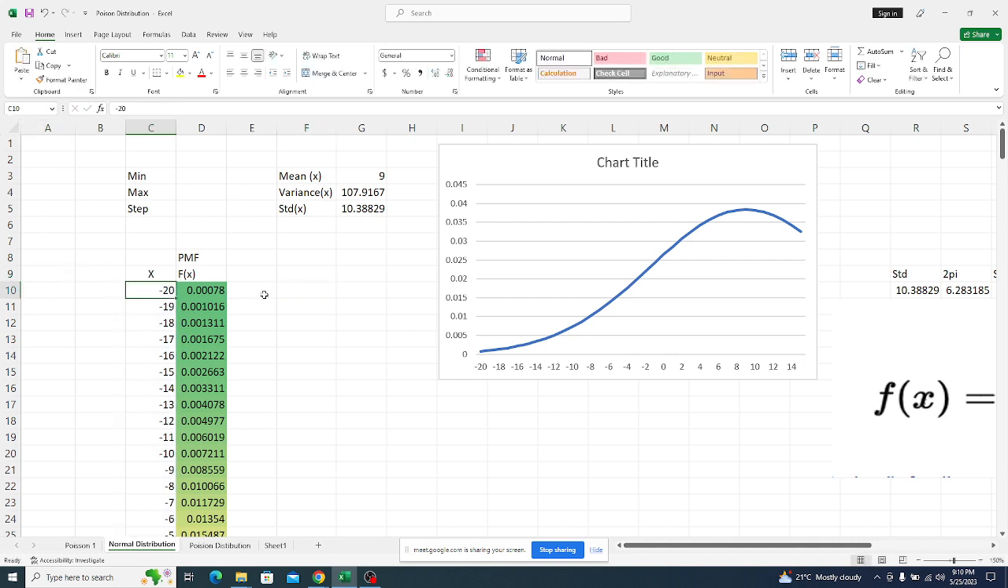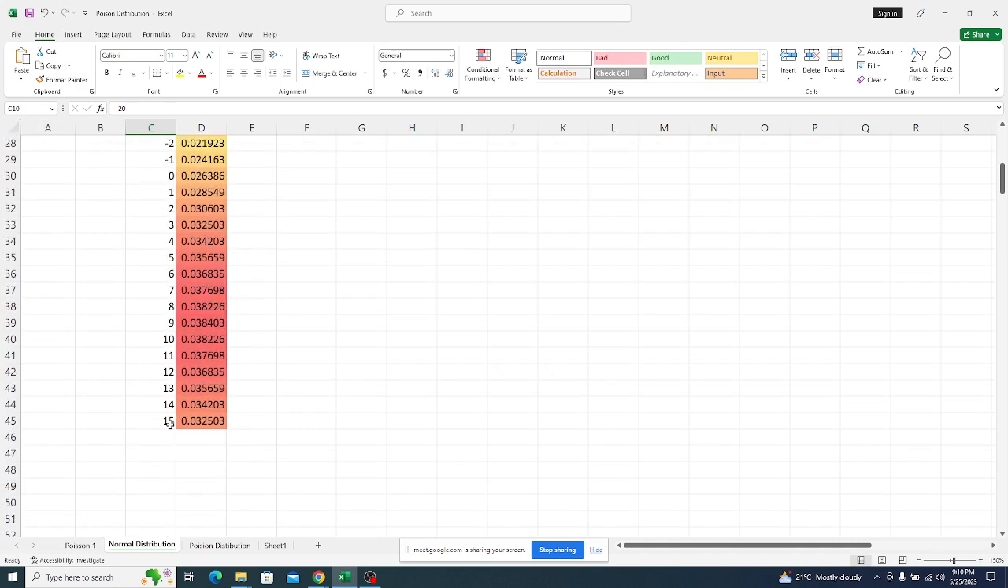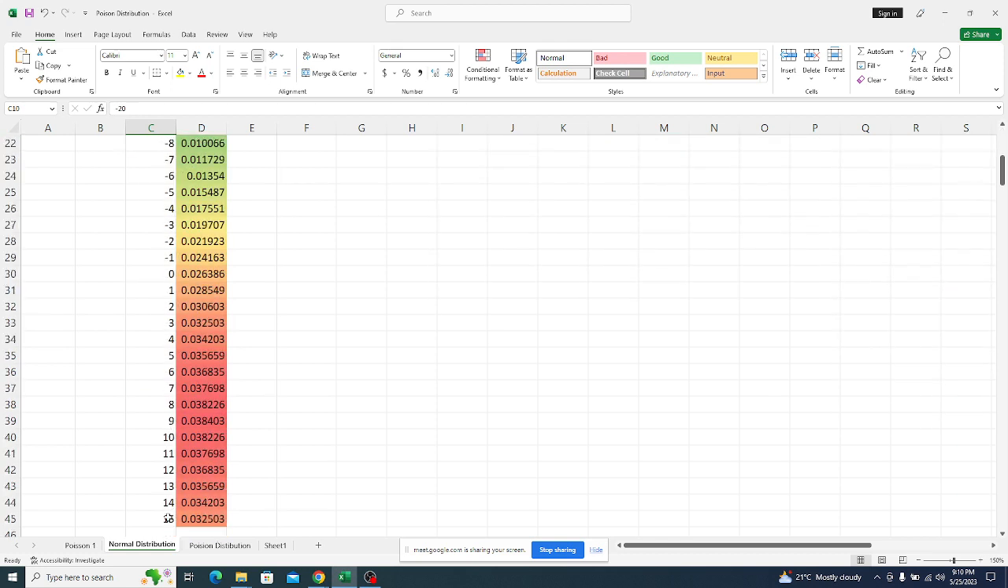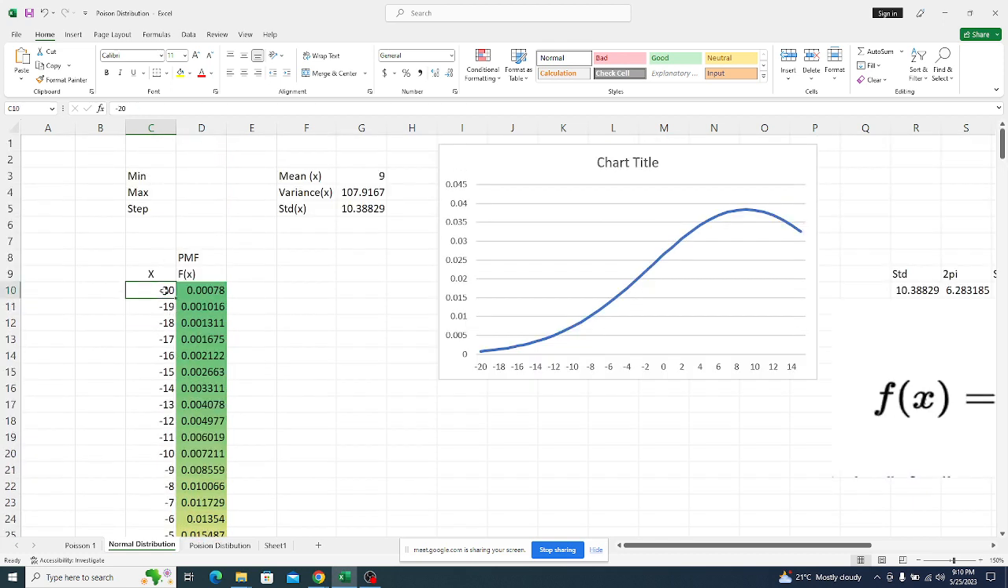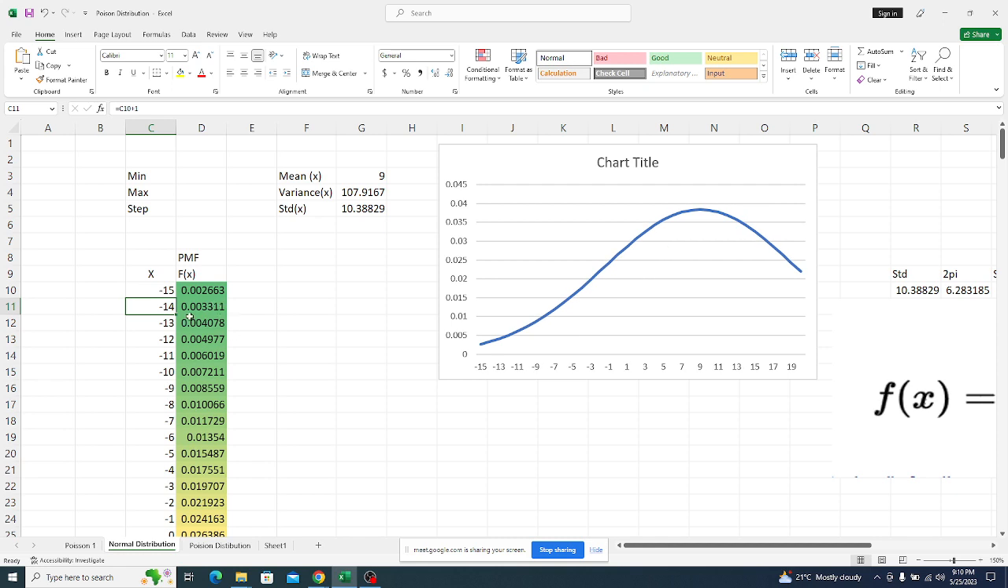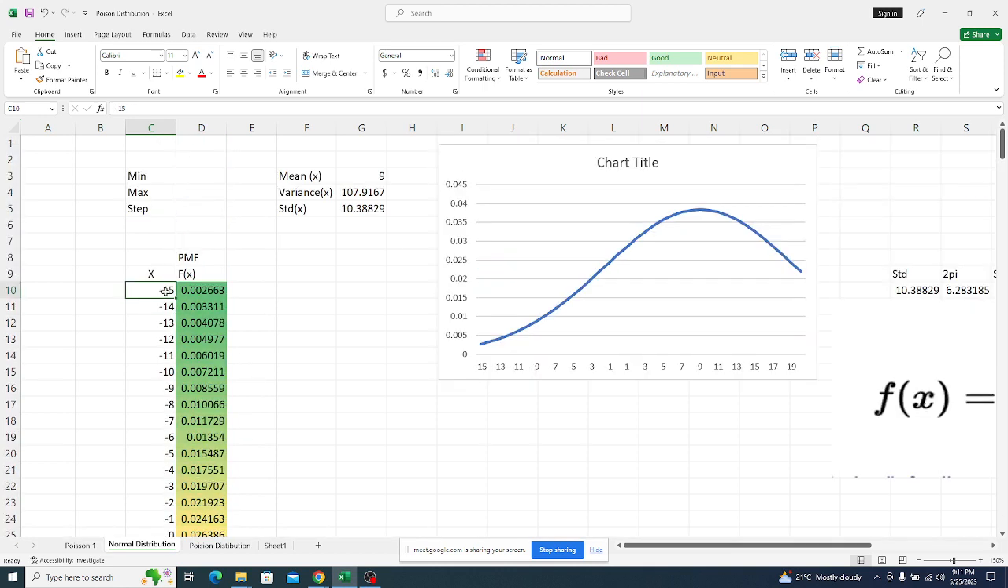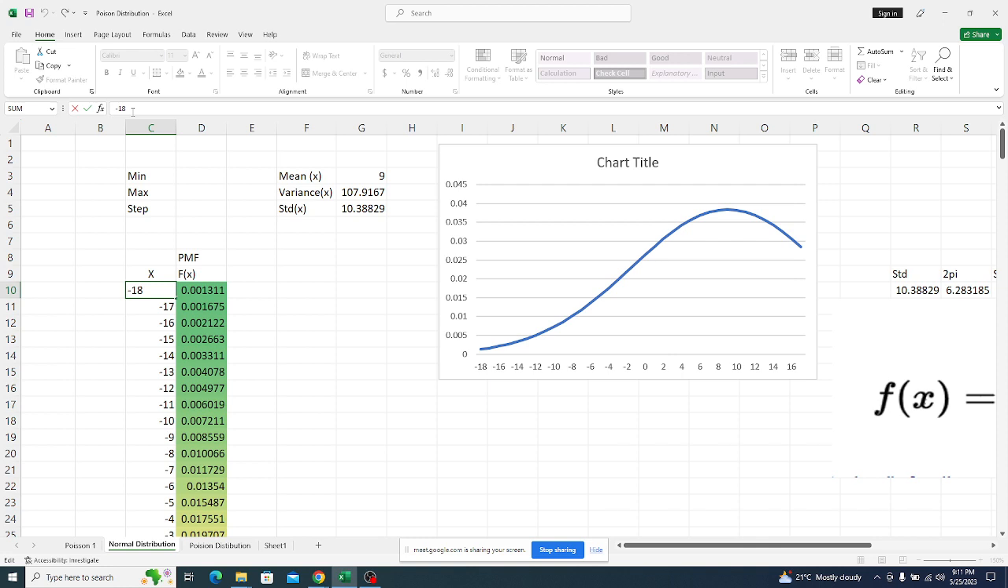So with this, to balance, let me work with 15, so that it starts with negative 15 and goes to 15, and see if we'll now have a perfect distribution. We're still not having a perfect distribution. Now this has gone to 20. What if we say negative 18? Still not good.